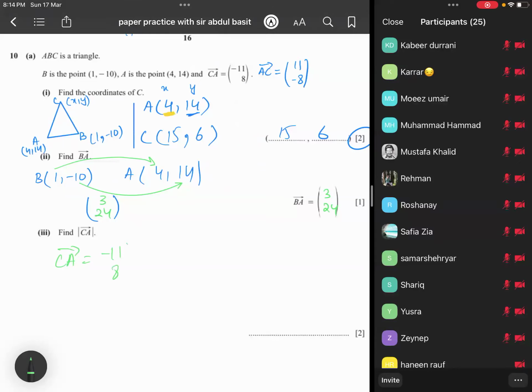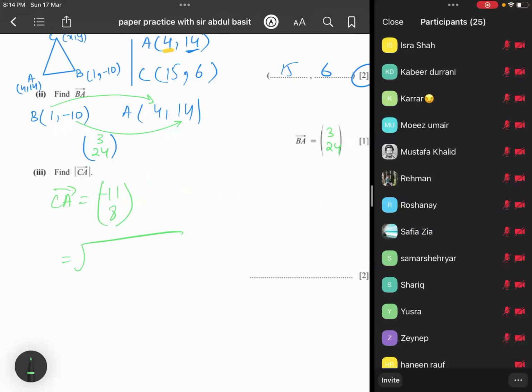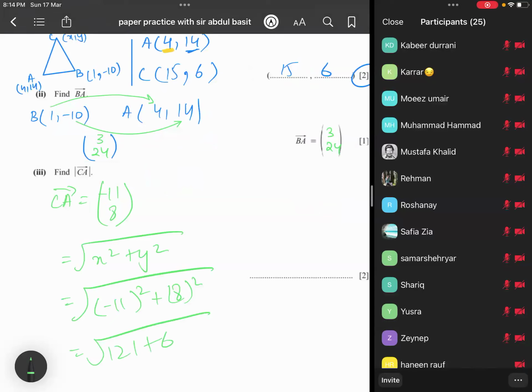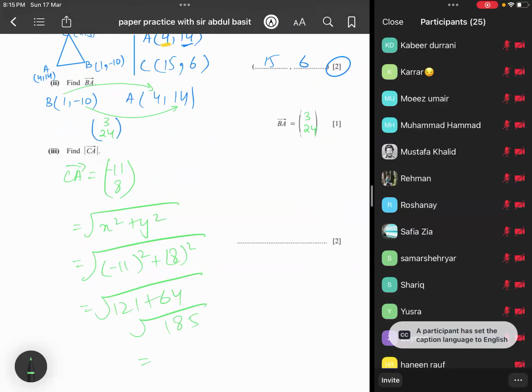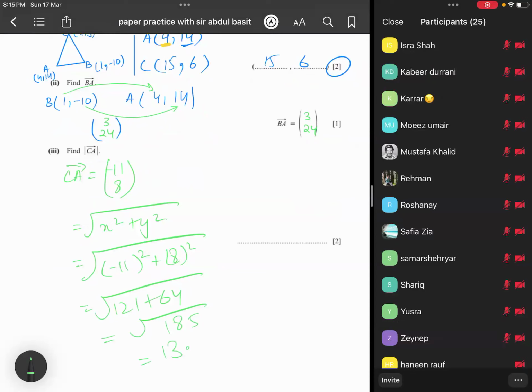Find C to A magnitude. Okay, I have C to A vector here, (-11, 8). So beta, magnitude is what? Square root of x square plus y square. So square root of 11 square plus 8 square. बेटा, माइनस में मत लिखना, आंसर गलत आएगा फिर। 121 plus 64, ये कितना आता है? 185. आंसर बताओ। 13.6. 13.6 के बाद क्या है? 01. So 13.6 units is the final answer.